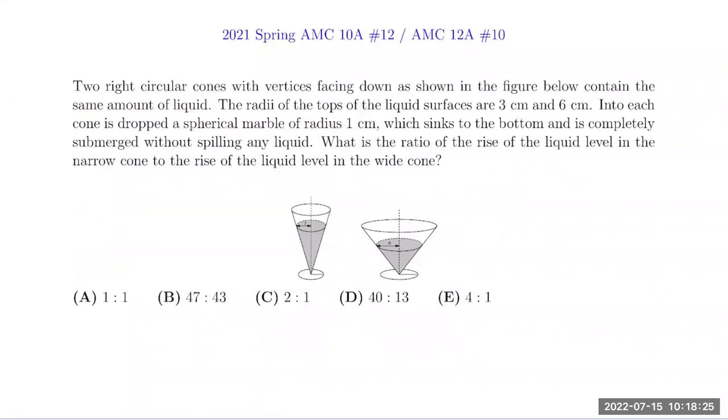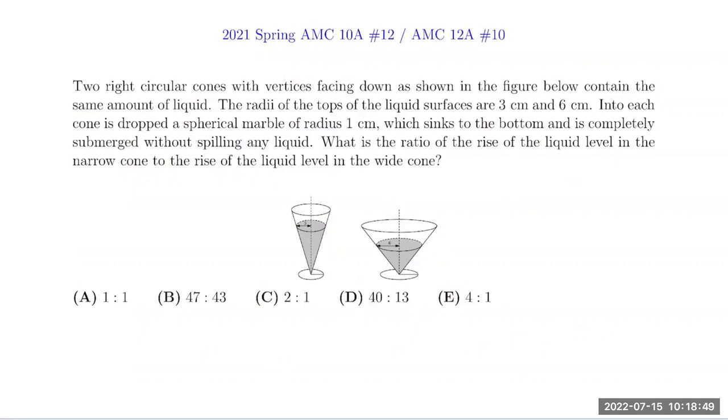Two right circular cones with vertices facing down, as shown in the figure below, contain the same amount of liquid. The radii of the tops of the liquid surfaces are 3 cm and 6 cm. Into each cone is dropped a spherical marble of radius 1 cm, which sinks to the bottom and is completely submerged without spilling any liquid. What is the ratio of the rise of the liquid level in the narrow cone to the rise of the liquid level in the wide cone?